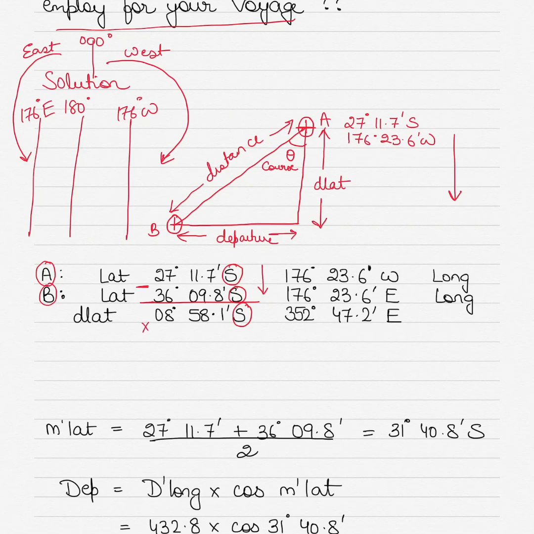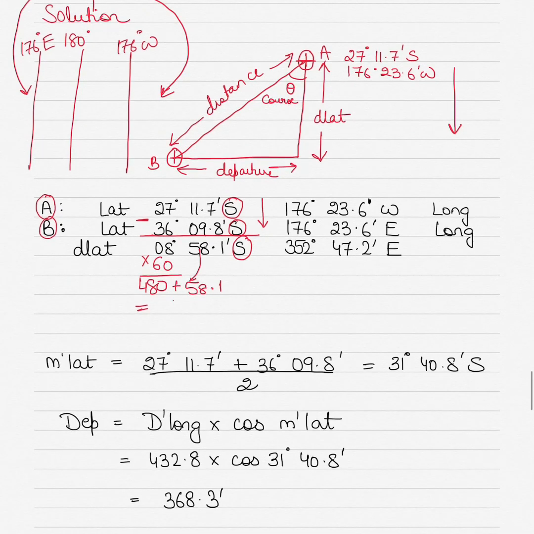Also you can calculate it in minutes, so you have to convert it into minutes. How do you convert dlat, which is in degrees and minutes, into minutes? Multiply the degrees by 60. Only multiply the degrees by 60. So 8 multiplied by 60 gives you 480. And then you add the remaining minutes to it, 58.1. So 480 plus 58.1 gives you 538.1. So you write down 538.1 minutes here, and this dlat is still south, of course.